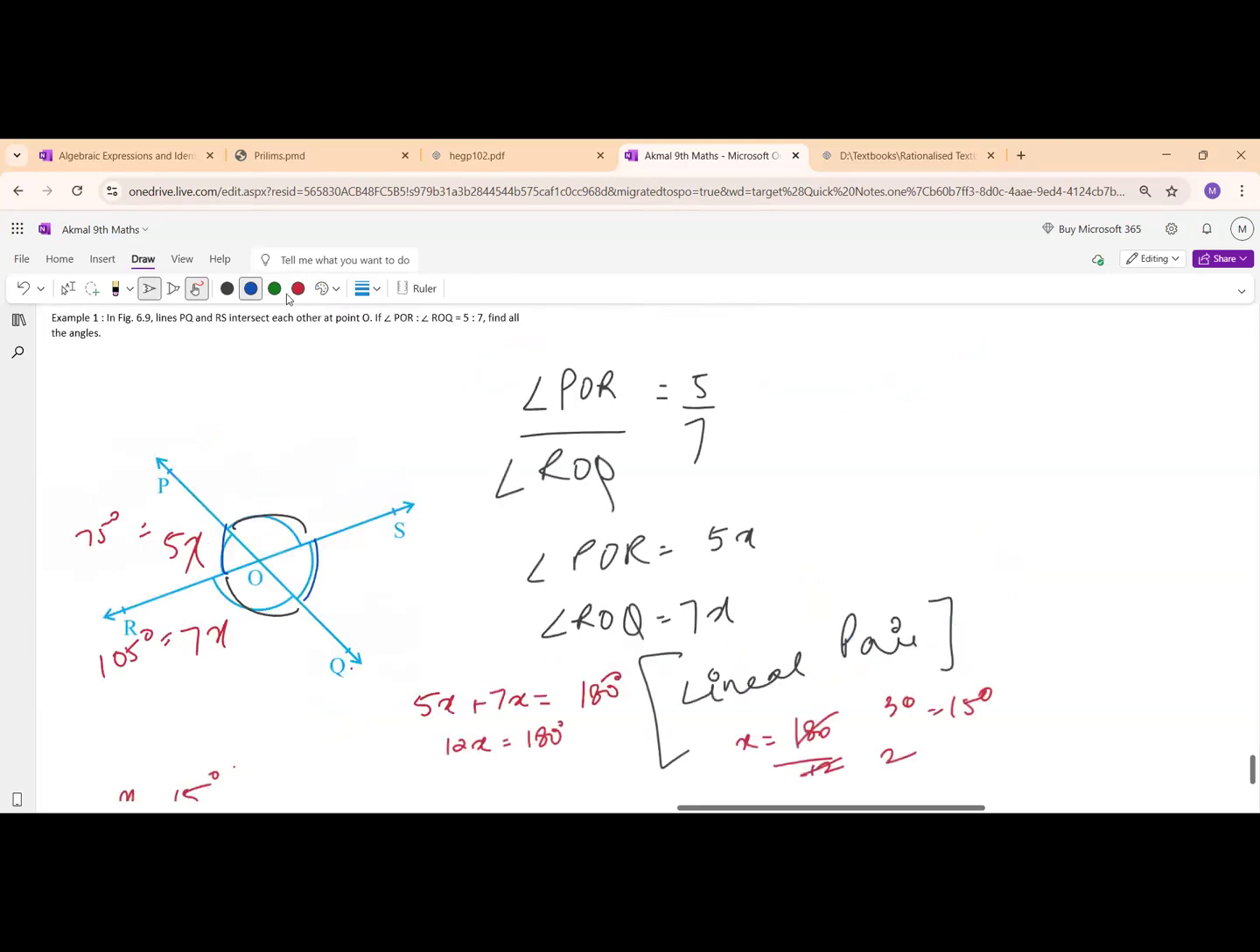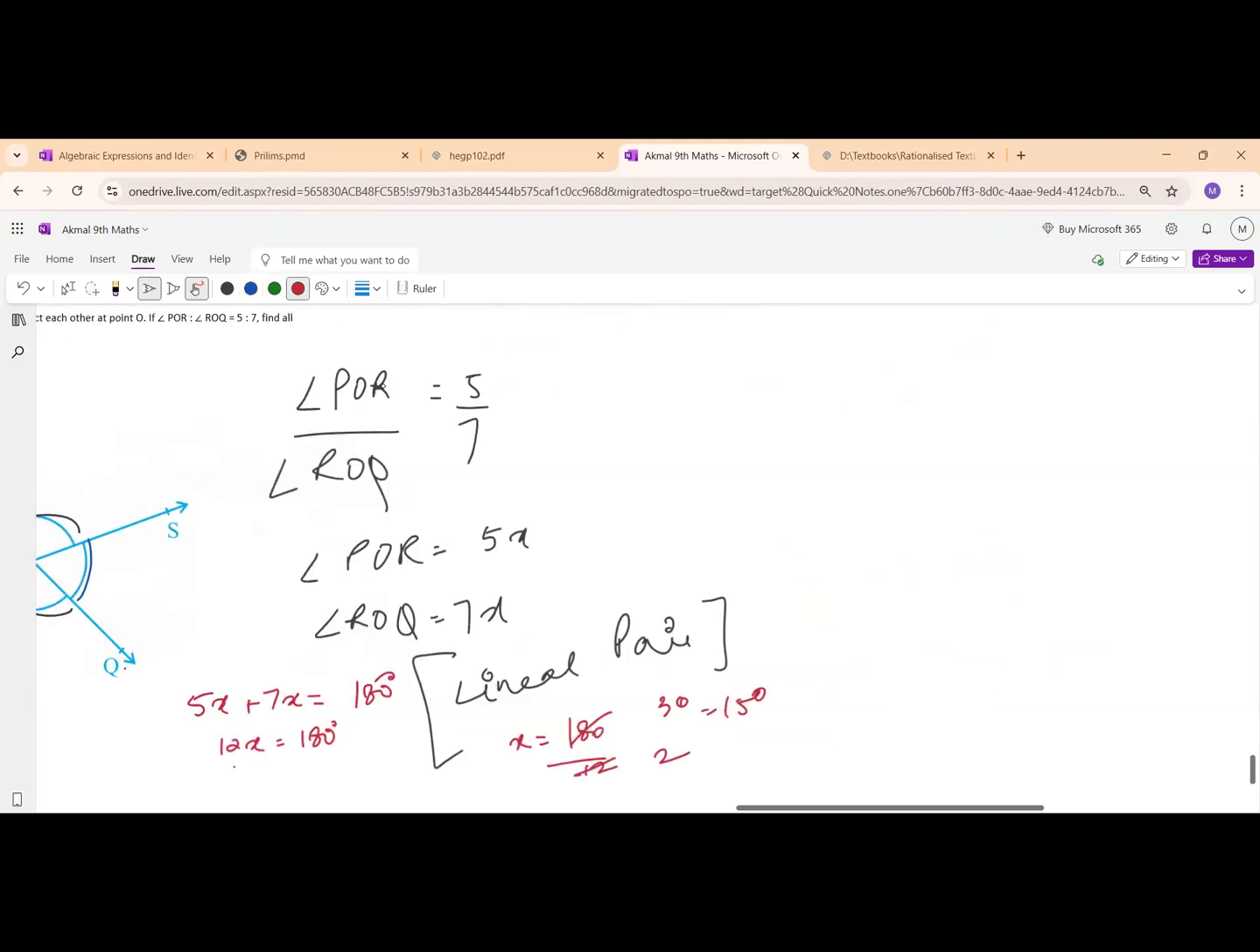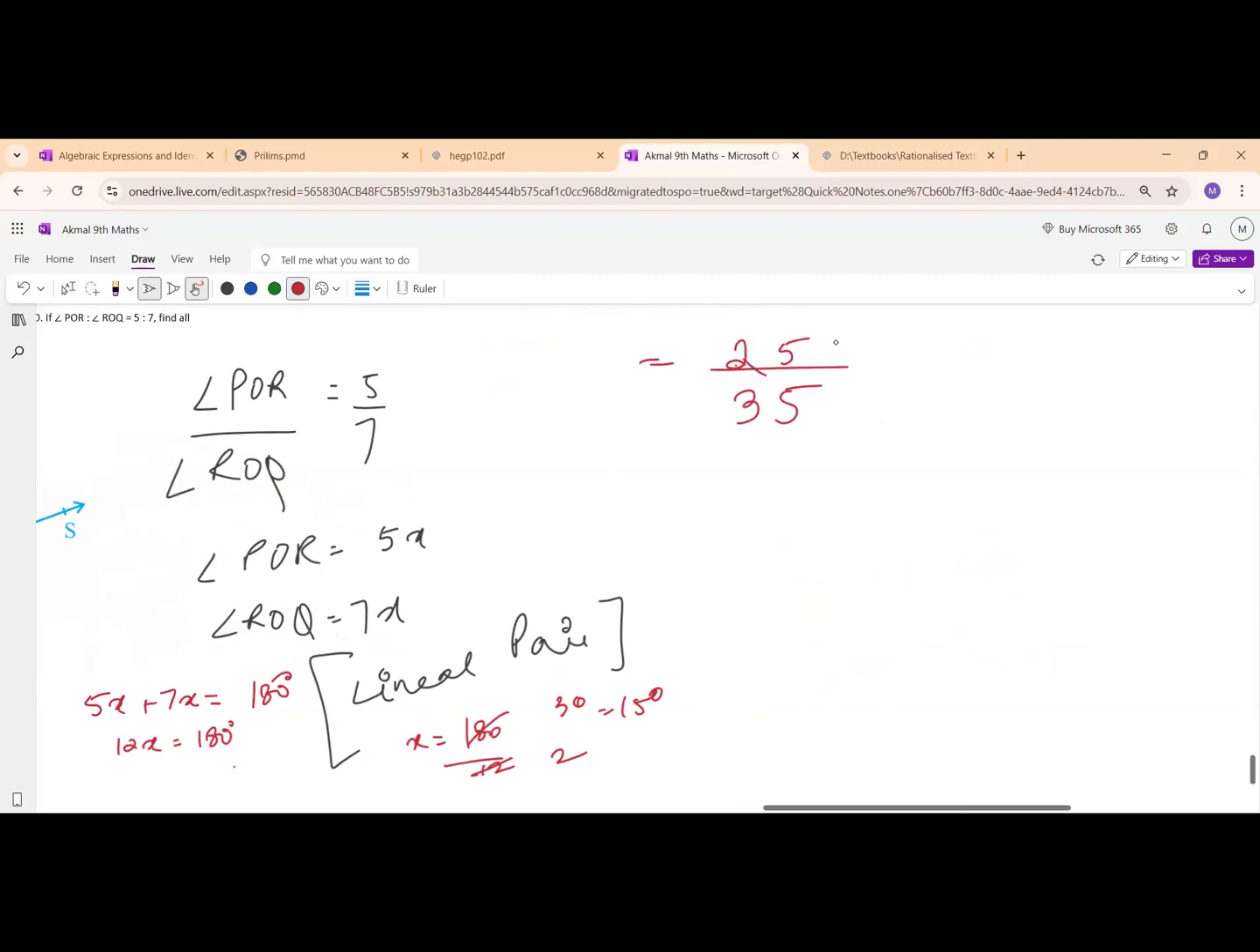Akmal, first to understand this ratio concept. Let's say if the angle POR was 25, and let's say this angle was 35. If you take the ratio, of course taking the ratios we will simplify them. So 5 5s are 25 and 5 7s are 35. So the ratio is coming 5 by 7. But Akmal, the angles we know are not 5 or 7, so that is why we took 5x and 7x. Means this is a multiple of 5 and this is a multiple of 7. First, is this concept clear?